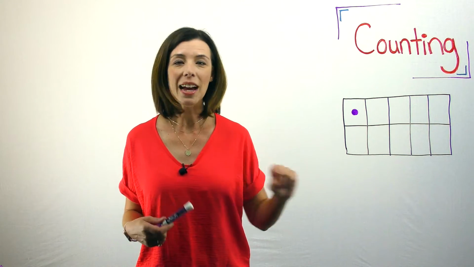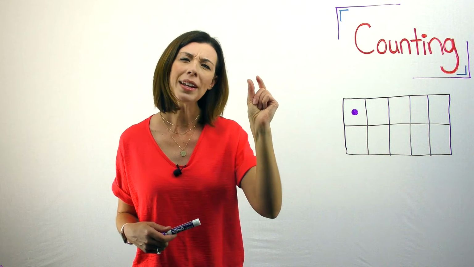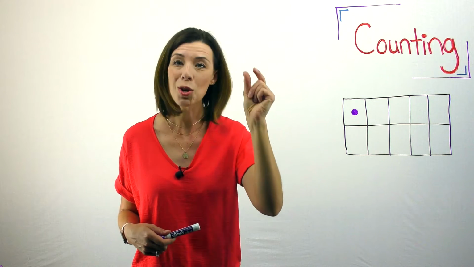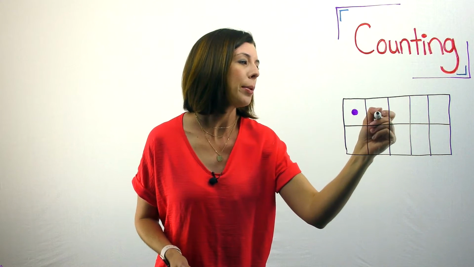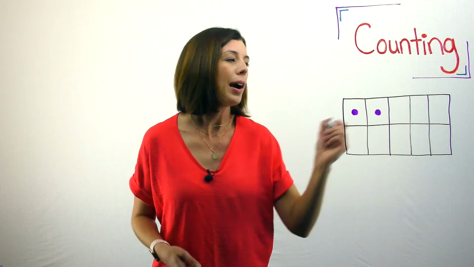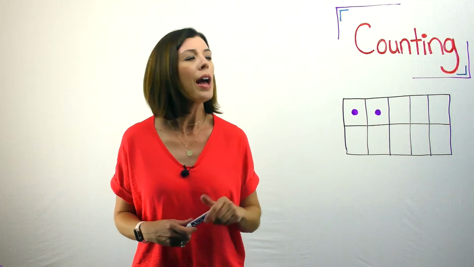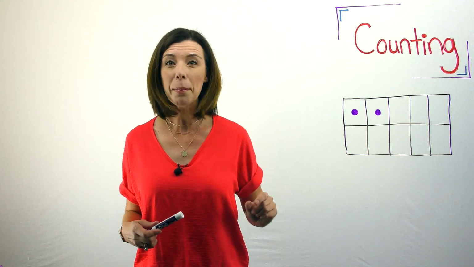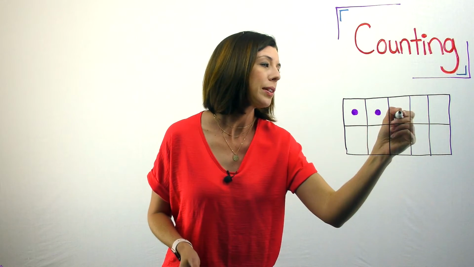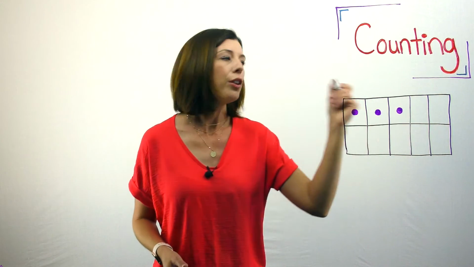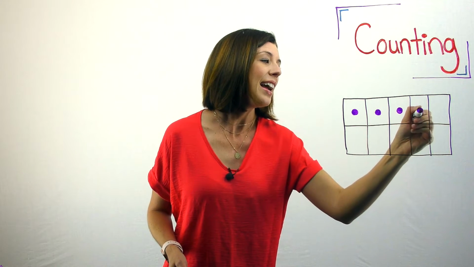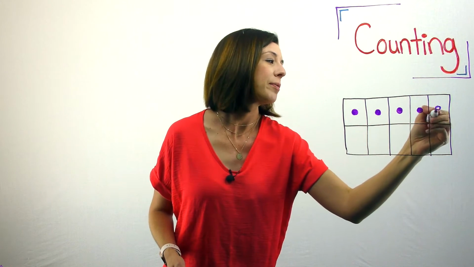All right, now let's do it again. Get another one. What are we going to call this one? 2. You're right. So again, we're going to put that in our second box and say 2. Okay, next one. Let's speed it up a little bit. We've got 3. Let's put that one in. Then we have 4. And next we have 5.